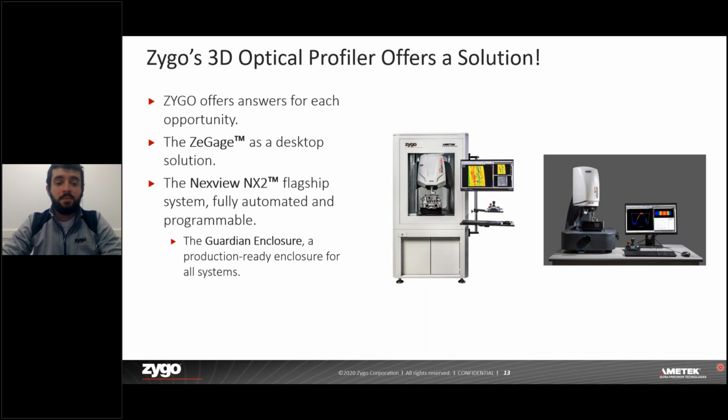Also, the NX2 can be placed in the Guardian enclosure, and this enclosure can be placed right on the production floor. So you can put it right next to a mill, right next to a lathe, right next to a grinding or polishing tool. You can do that polishing process, take a measurement of the gear, look at some results, and see if you need to make any changes in your tooling and manufacturing processes right live on the shop floor.